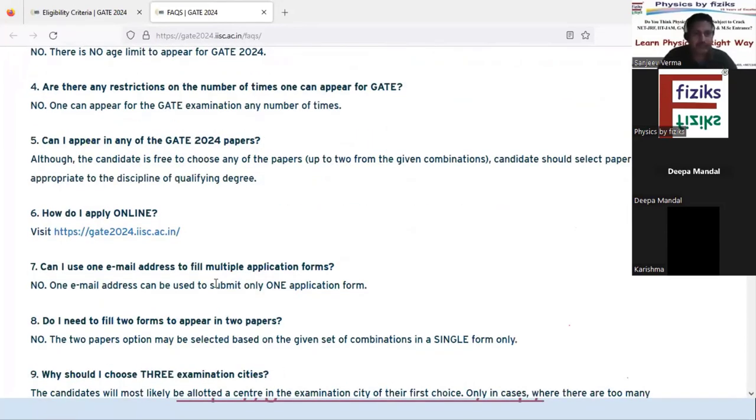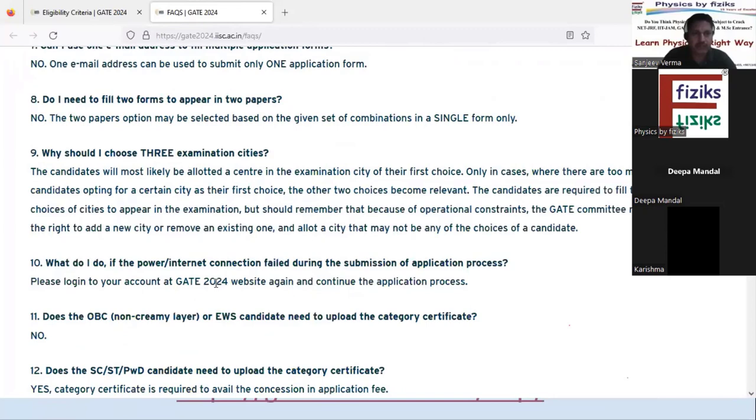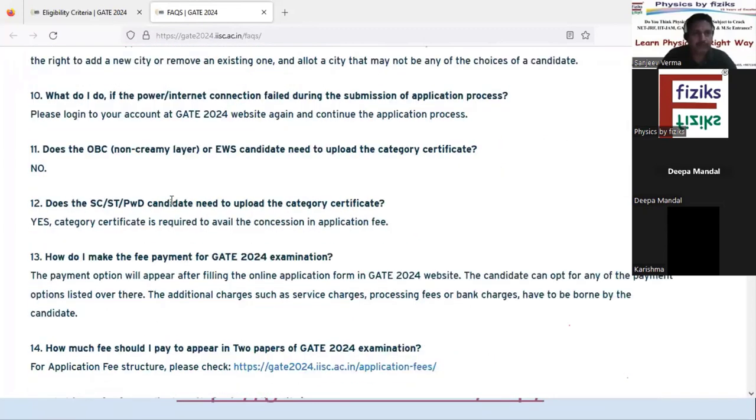Fine. Some more questions which are very important. Does the OBC or EWS candidate need to upload the category certificate? As I said, no, because there is no concession in fee for them. So no need of uploading their caste certificate. For SC/ST, it is a must because they are claiming the discount in fee.